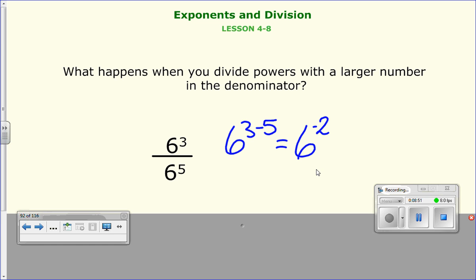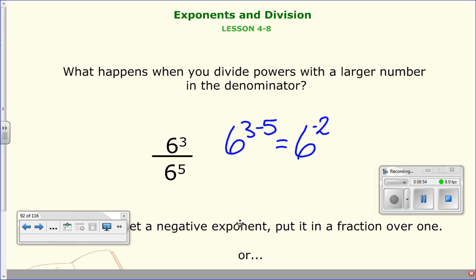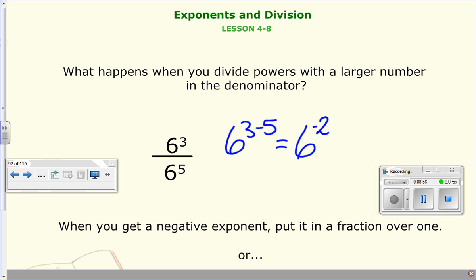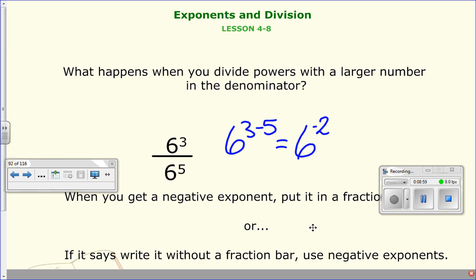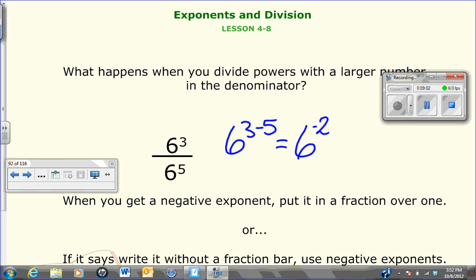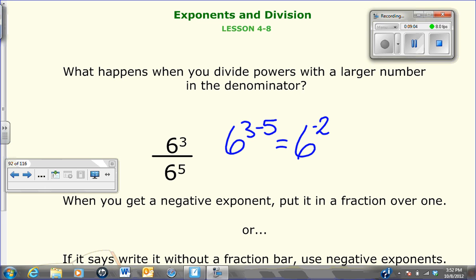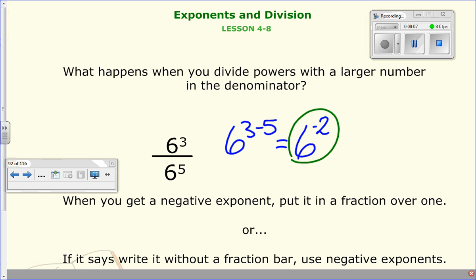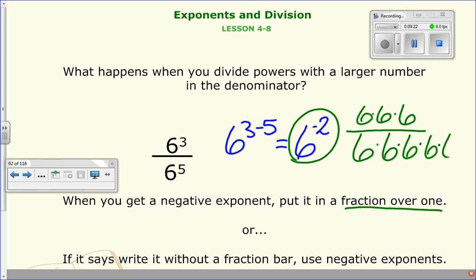What does that mean? Well, when you get ones like that, you can put it as a fraction over 1, or if it says write it without a fraction bar, write it as a negative exponent. Here I have it written as a negative exponent. I have 6 to the negative 2nd power. But what that really means is if we write it over a fraction, I'm going to write this out the other way we talked about. 6 times 6 times 6 divided by 6 times 6 times 6 times 6 times 6. If I do this and I cancel out the ones we have in common, again, I'm left with factors of 1.